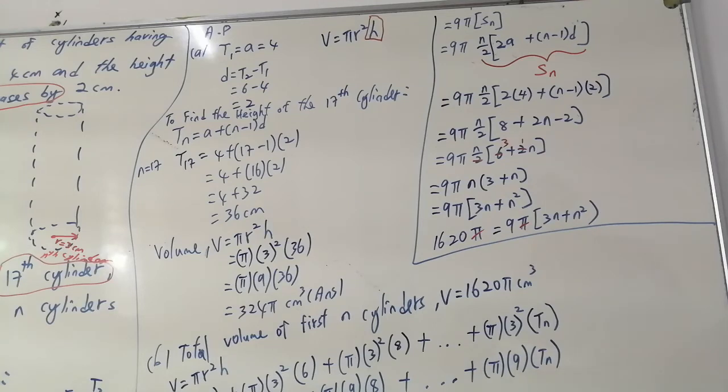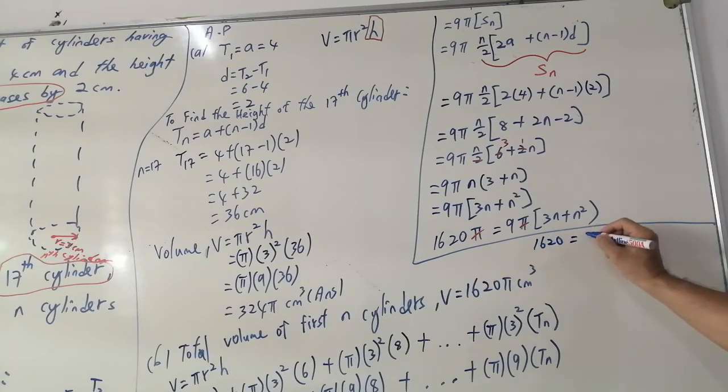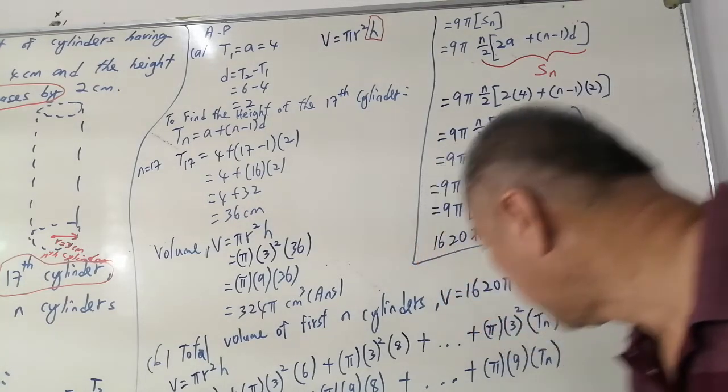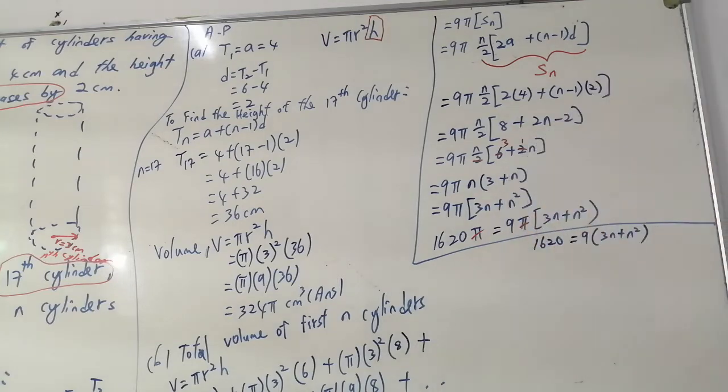Then what happened to your next one? When you cancel out, equal to 1620 over 9 times 3n plus n squared. Okay, I release this one out, no space already. Then 1620 equal to 9 multiply. The 9 shifts over to the other side and becomes divide by 9. So equal to 3n plus n squared.